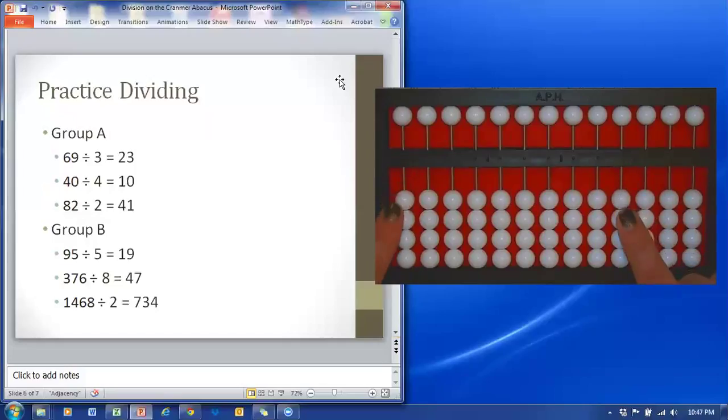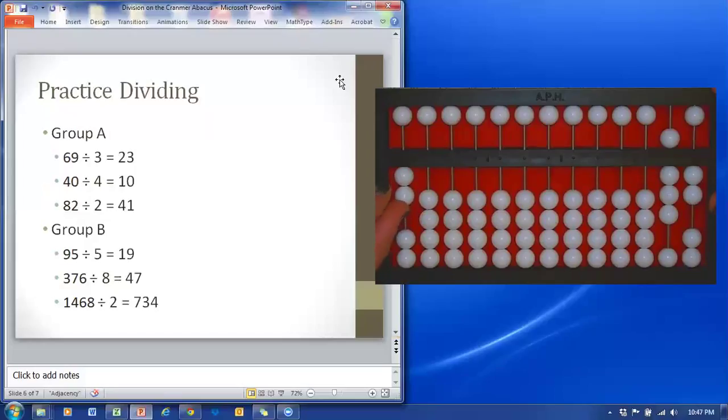82 divided by 2. So we'll set 8 in the tens, 2 in the ones, and 2 as my divisor is going to go all the way to the left. Does 2 go into 8? It does 4 times. So we're going to move our right index finger over 2 columns to the left, place that 4. Now 2 times 4 is 8, so we're going to subtract off 0, 8.